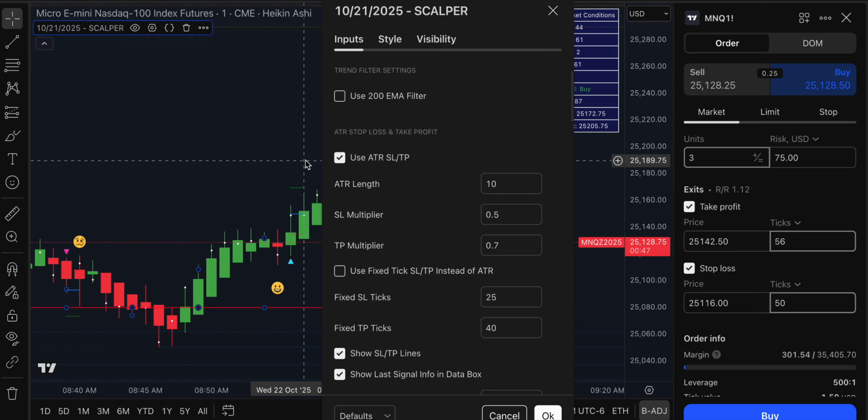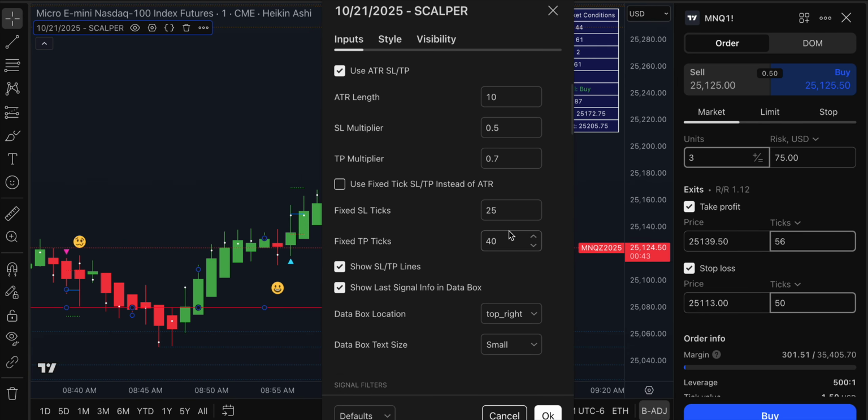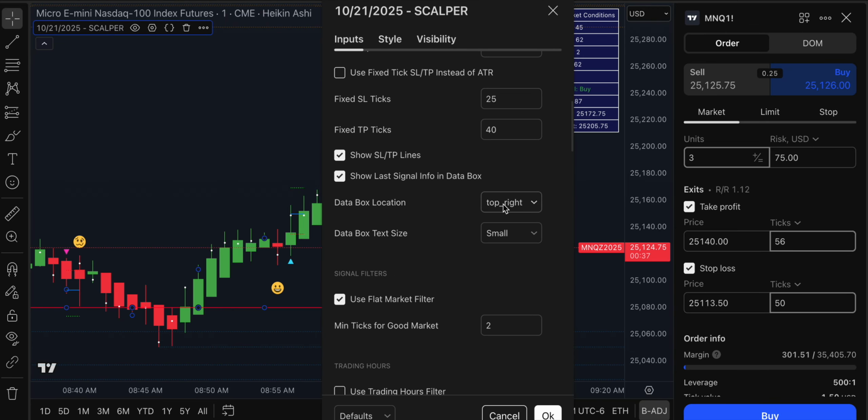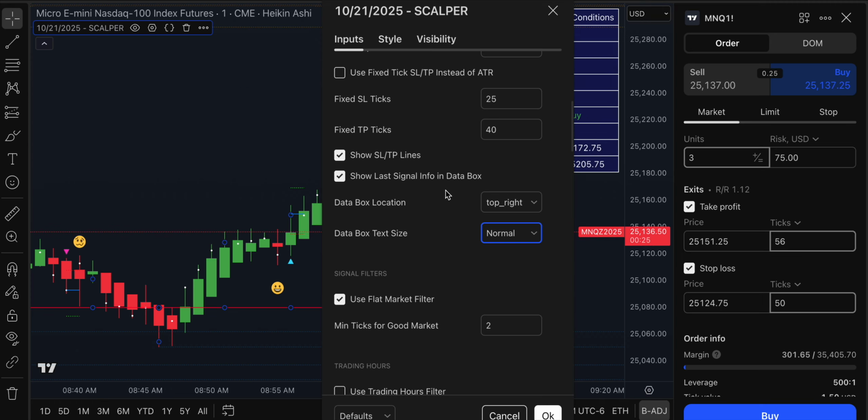If you put a large number here, these would extend your stop loss and take profits out here, okay? You can also just do a fixed target of 25 or 40 stop loss, take profits, whatever. This data box you can move to the bottom if you'd rather have it down here. If you'd rather have bigger text, you can change it here to go normal, which can get a little too big if you're just on one screen.